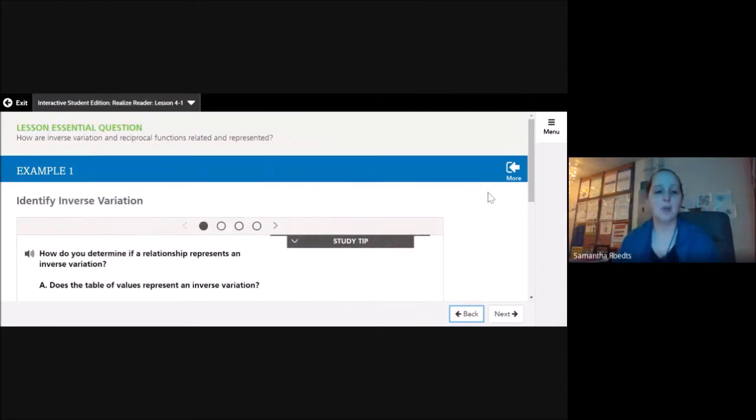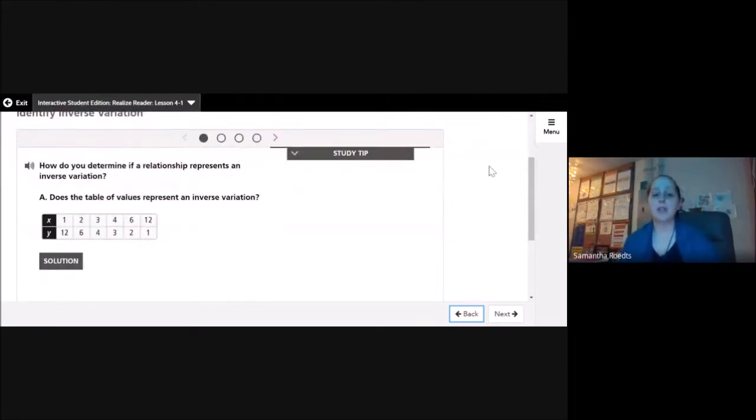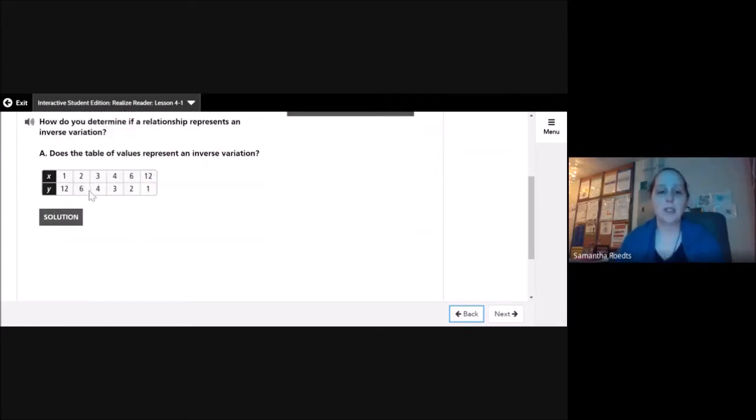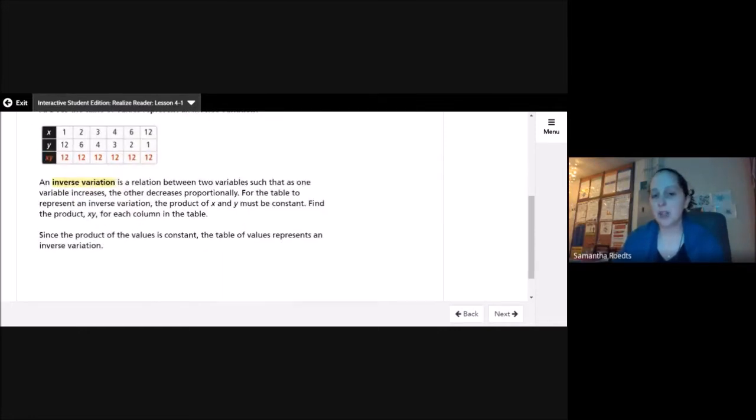All right, example 1, identify inverse variation. So how do you determine if a relationship represents an inverse variation? A, does the table of values represent an inverse variation? So I have 1, 12, 2, 6, 3, 4, 4, 3, 6, 2, and 12, 1. An inverse variation is a relation between two variables such that as one variable increases, the other decreases proportionally. For the table to represent an inverse variation, the product of x and y must be constant.